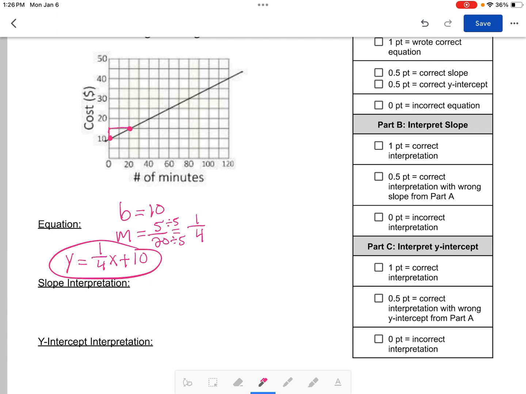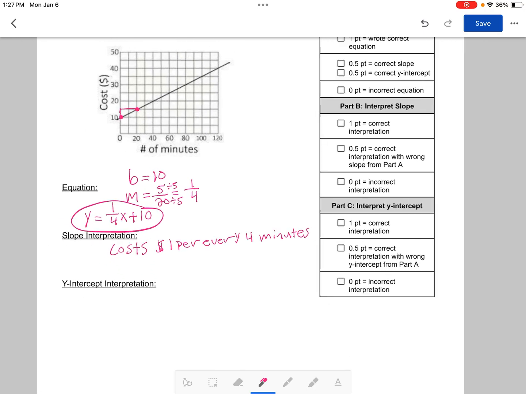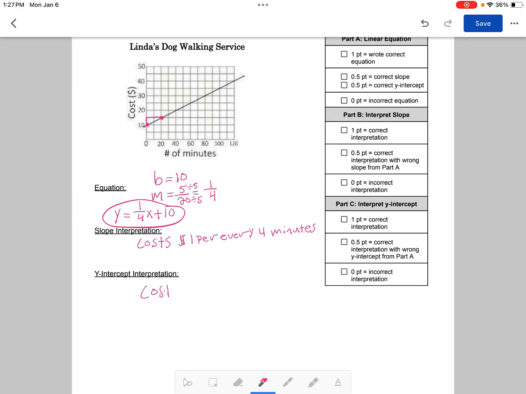And the slope interpretation: if I'm trying to interpret this, I just need to put it into words. Let me make sure I have this right. Yes, okay. So it costs $1 for every 4 minutes, and it costs a $10 initial fee for her to walk your dog.